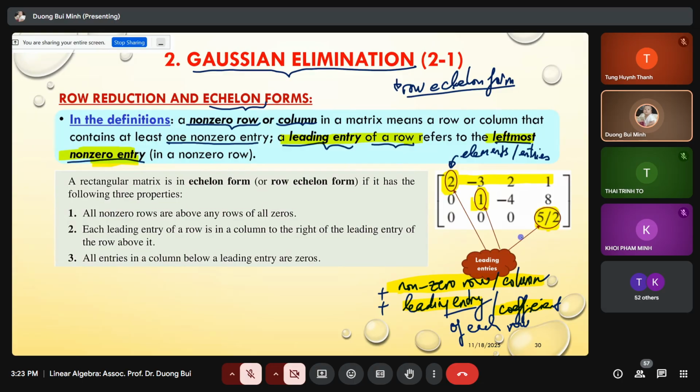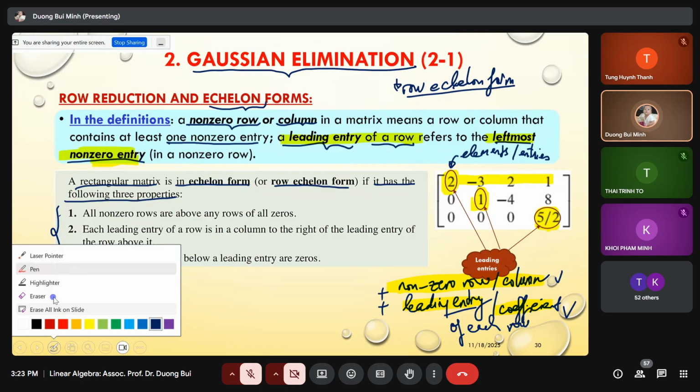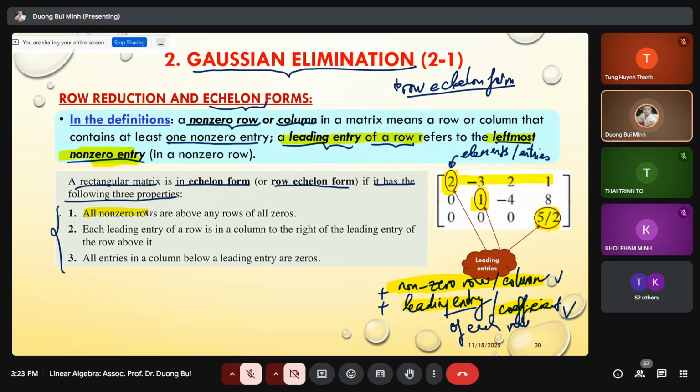If you understand these concepts clearly, continue. A rectangular matrix is in echelon form or row echelon form if it has the following three properties. We need to satisfy three properties. The first one: all non-zero rows are above any rows of all zeros.